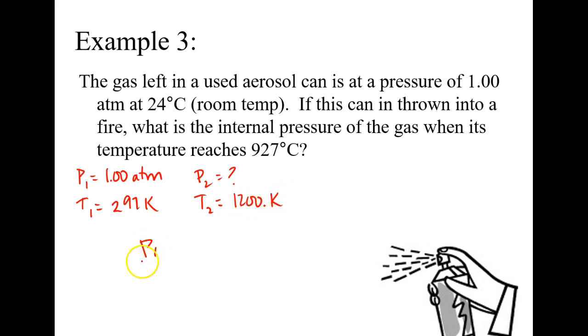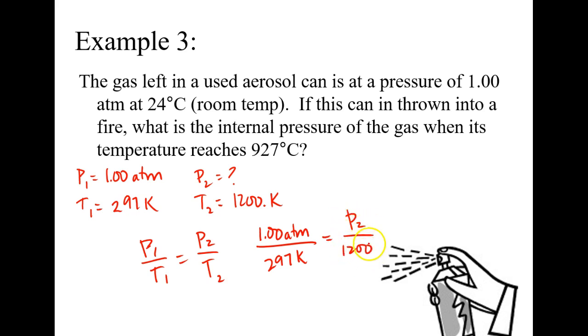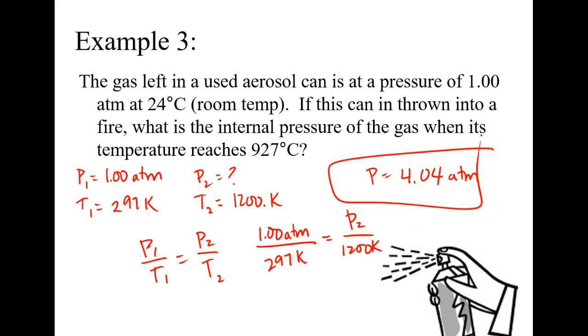So our third equation, Gay-Lussac, P over T equals P over T. If we substitute those numbers in, we have 1 atmosphere over 297 and P2 over 1200 Kelvin. Again, cross multiply and divide. The pressure should work out to be 4.04 atmospheres, which is over 4 times what the pressure normally is in the room. So if that's the amount of pressure inside that aerosol can, there's no doubt that it will definitely explode if you throw it into a fire.